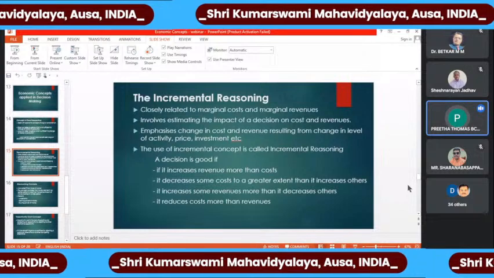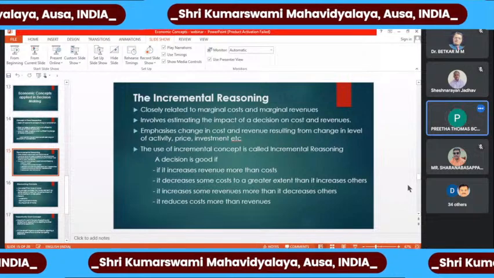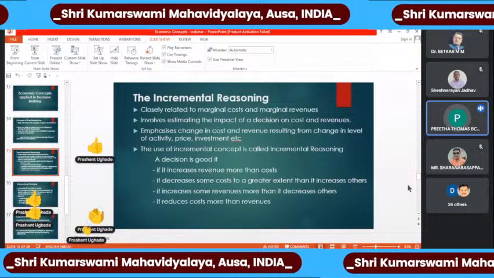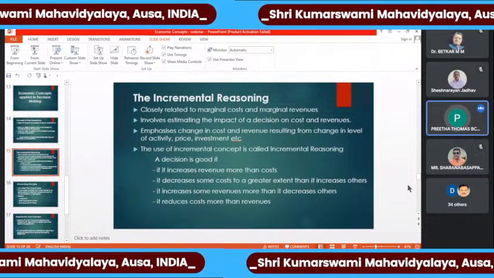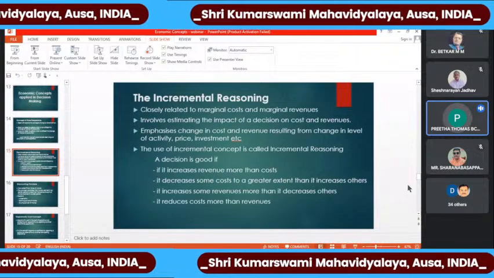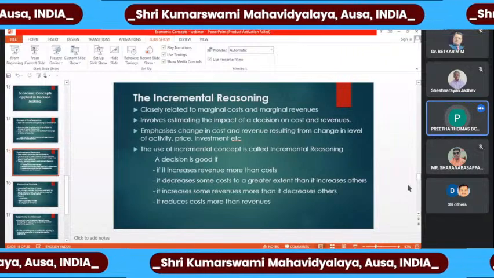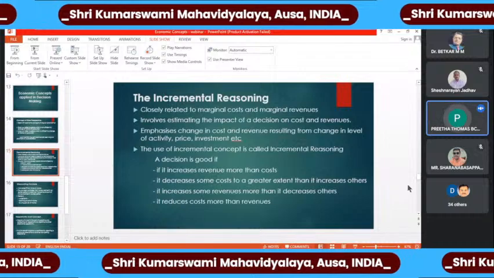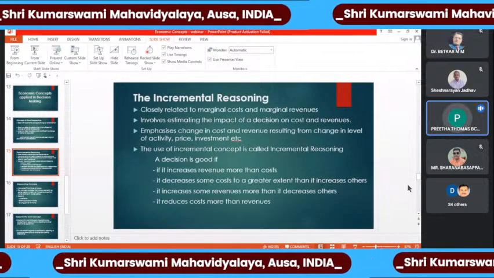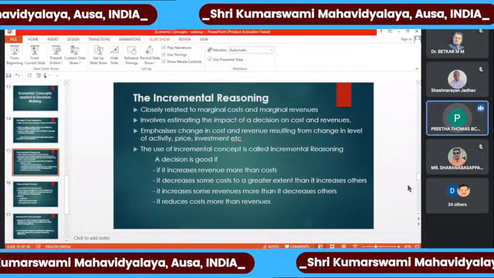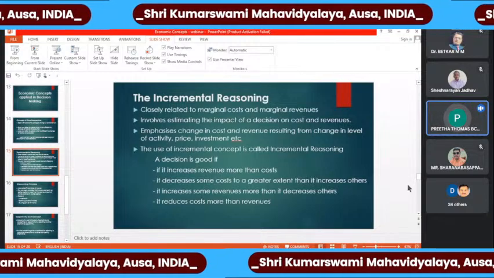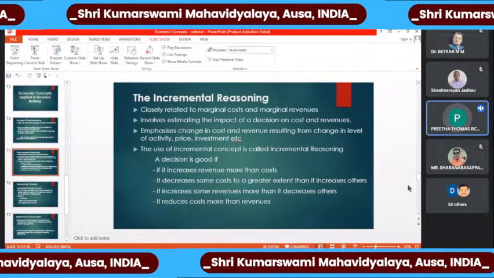For example, supposing we decide to buy new machinery. When we decide to buy new machinery, both cost and revenue are changing. Supposing we decide to shut down one plant, there also cost is changing, revenue is changing. That means whenever we take a new decision, the change because of that decision is very important.